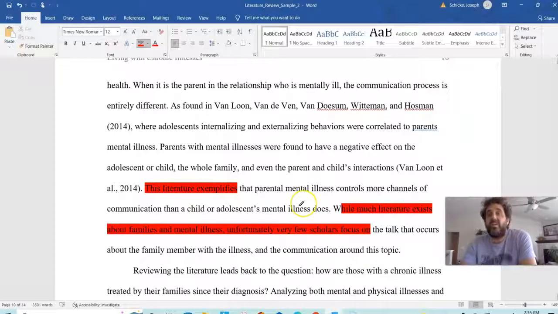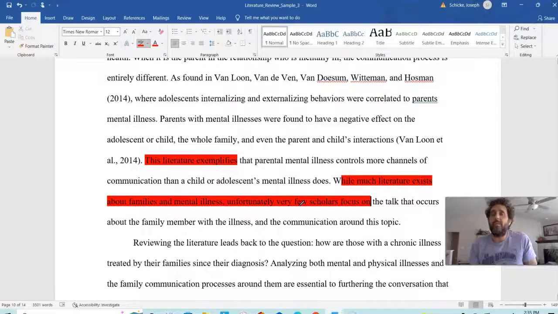"This literature exemplifies." So, you know, if you found 5 sources and they're all kind of saying the same thing, then you could say this literature exemplifies, or this literature shows, and you can kind of sum up all 5 of those sources.